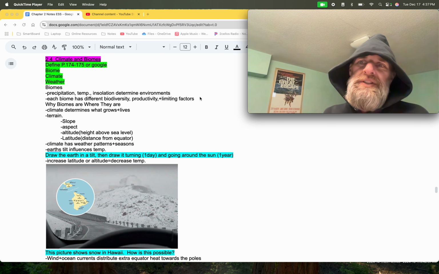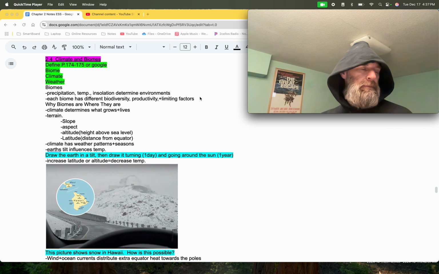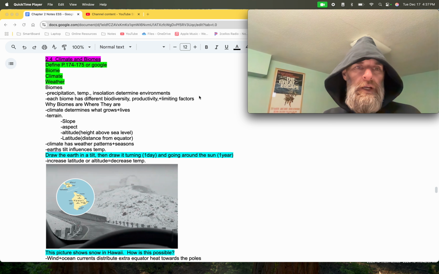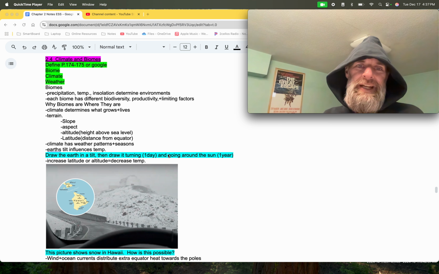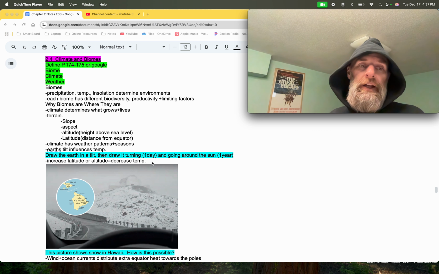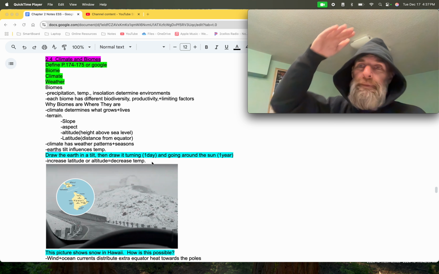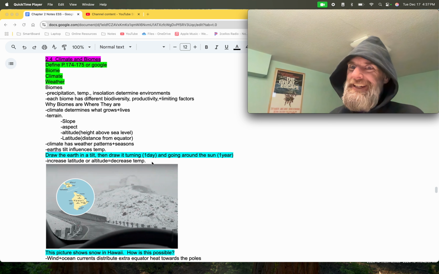Earth's tilt influences the temperature as well. I wish I had a good basketball or something around here. That might work. We'll see. Draw the Earth in a tilt, then draw it turning one day and going around the sun in 1 year. So increasing the latitude or altitude decreases temperature. The higher you go up on the latitude, the colder it gets. The higher you go up in elevation, the colder it gets.